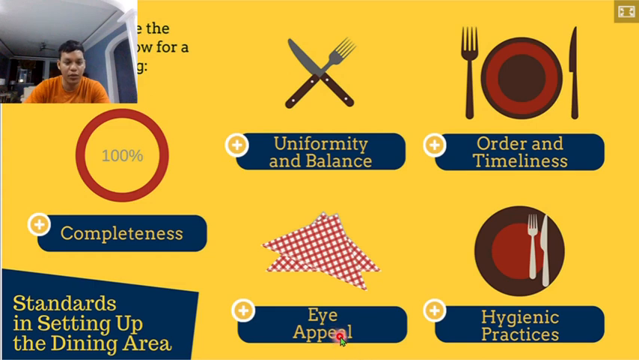That is why it is important to review and check the table setup. If there's any damage, we need to change the items. And it is also important to have hygienic practices. That is why it is important that we wash these tablewares and we need to sanitize as well.